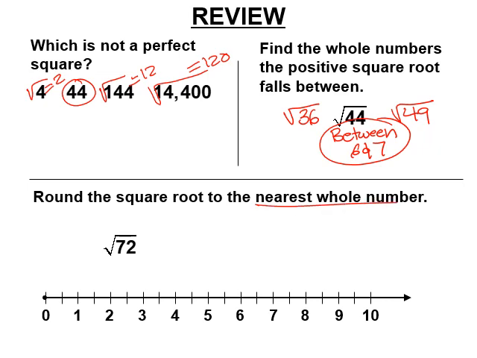Round to the nearest whole number. If you round it to the nearest tenth on the test and I ask for a whole number, you get it wrong. The perfect square below it is 64. The one above it is 81.